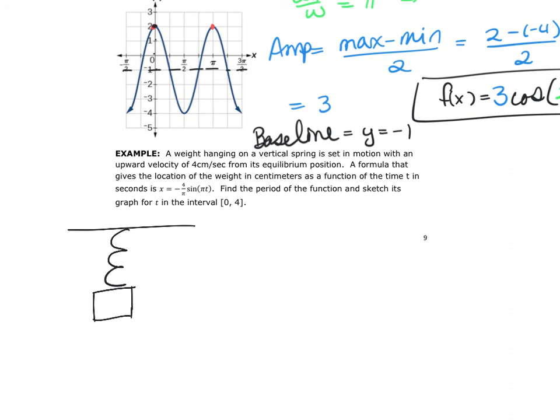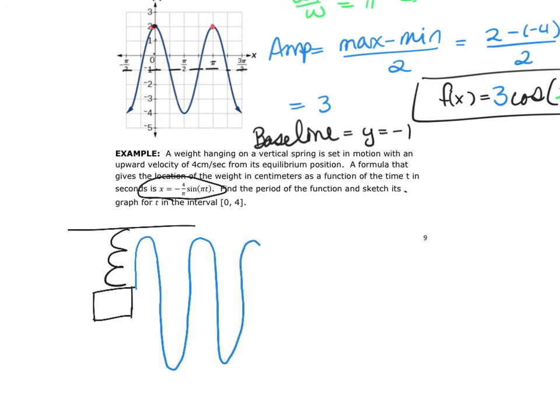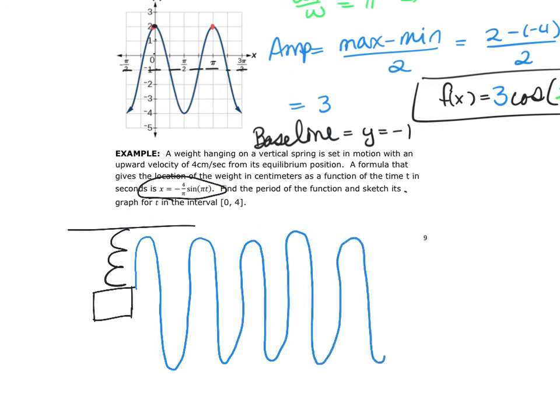A formula that gives the location of the weight in centimeters as a function of time t is given as this. If I were to graph that, it's going to describe the motion as it goes up and then down, and up and then down. So this would be something about what it would look like, right? Assuming, of course, that it's not going to have real life issues of slowing down as the spring goes to rest. So we assume there's no damping motion.